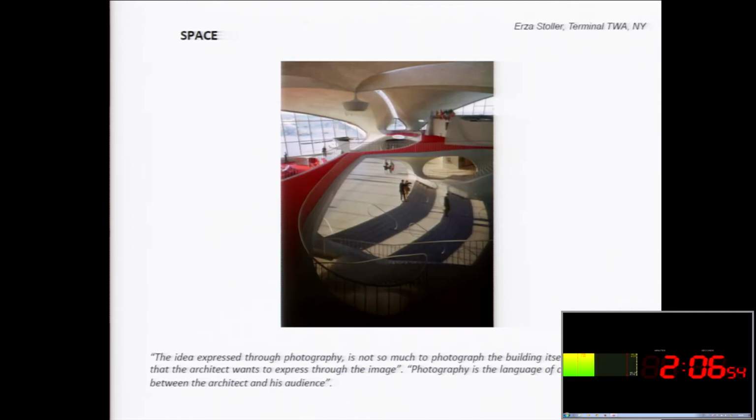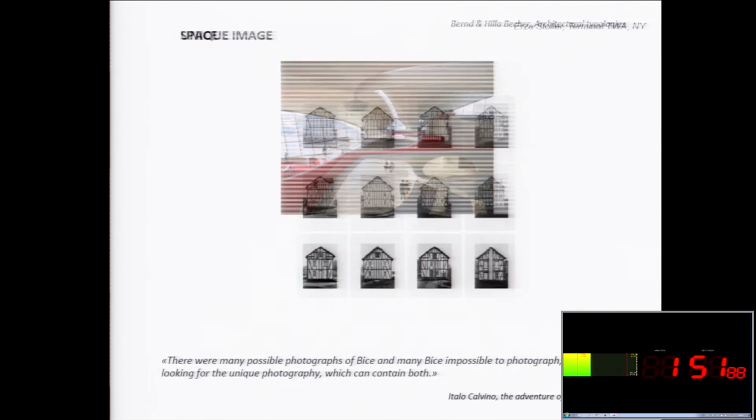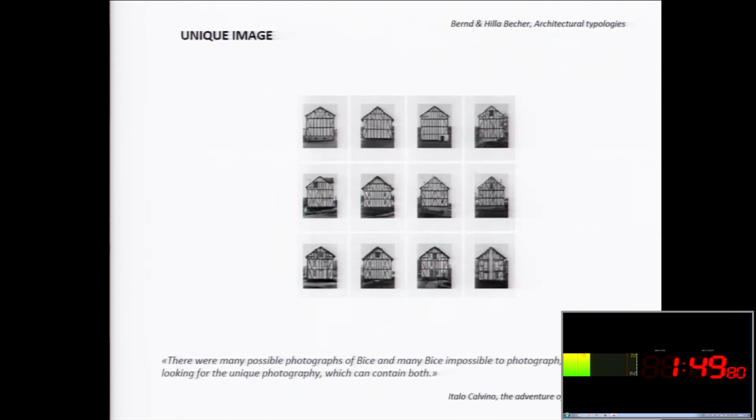Also with this picture of Ezra Stoller, he explains the difficulty of making the photo that has to represent the idea the architect wants to express of a building. This relation between the architect, the photographer, and the space is very important. This unique image, this idea that we have in our mind, is also what Italo Calvino, in his adventure of a photographer, wanted to find.